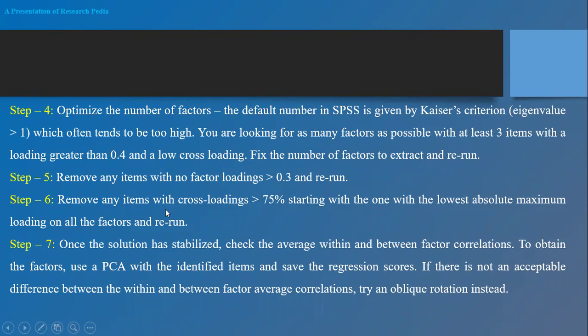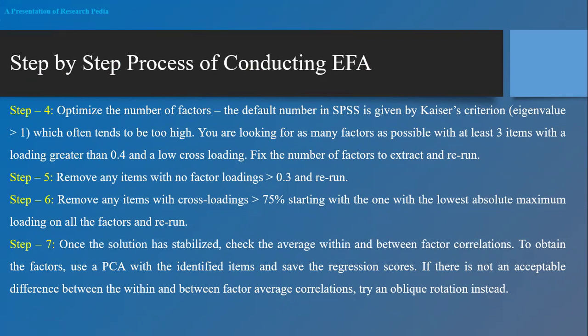Step number 6, remove any item with cross loading greater than 75%, starting with the one with the lowest absolute maximum loading on all factors, and rerun. Step number 7, once the solution has stabilized, check the average within and between factor correlation. To obtain the factors, use a principal component analysis with the identified items and save the regression scores. If there is not an acceptable difference between the within and between factors average correlation, try oblique rotation instead. So this is the procedure that we are going to apply.